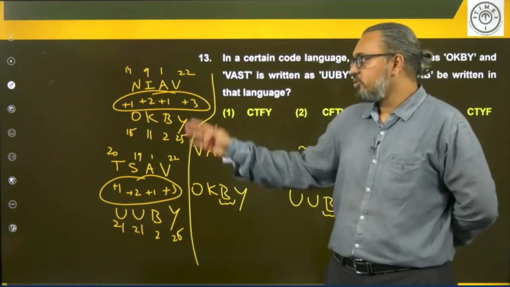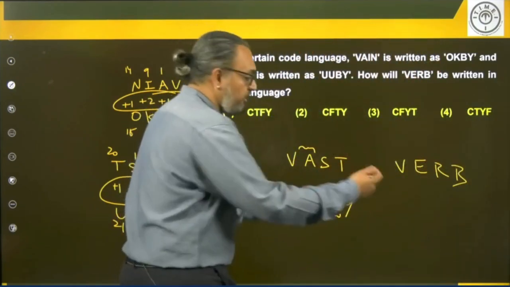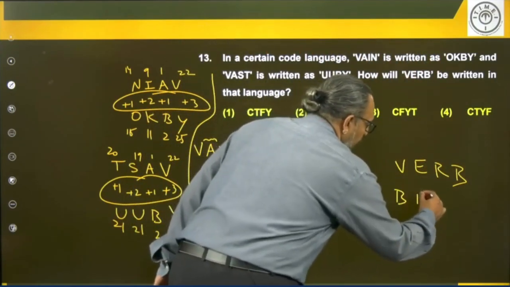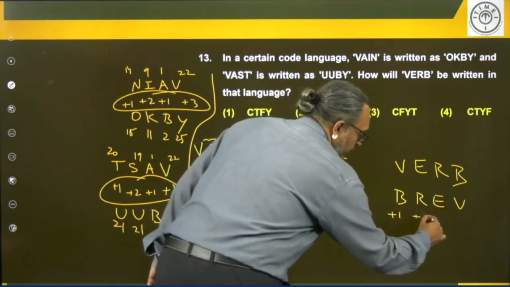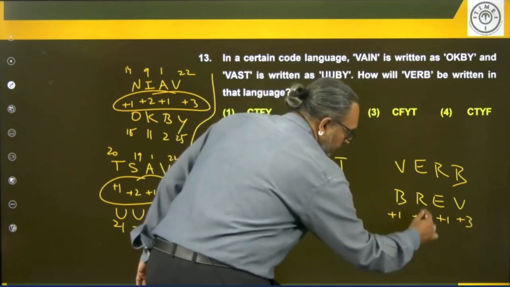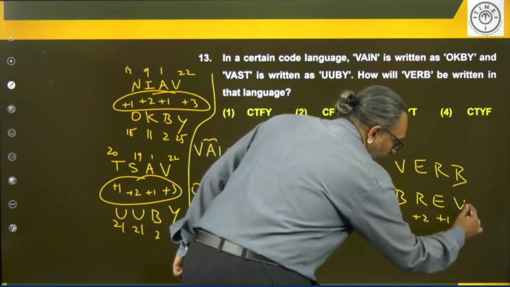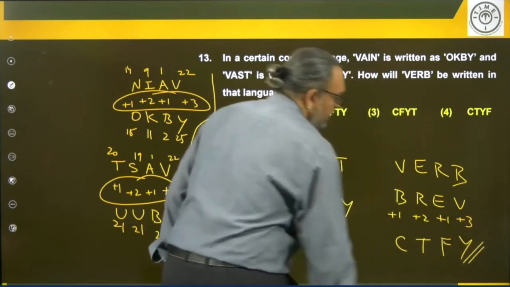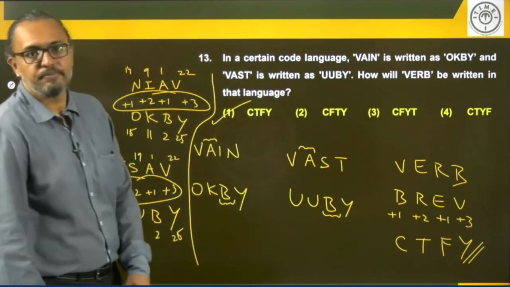So plus 1, plus 2, plus 1, plus 3 is repeated. So we do the same for this. Now what we do? We reverse it. We have B, R, E, V. And then you take plus 1, plus 2, plus 1, plus 3. So B is C, then R is T, then E is F and V is Y. So CT, FY, and that is available in the first option.